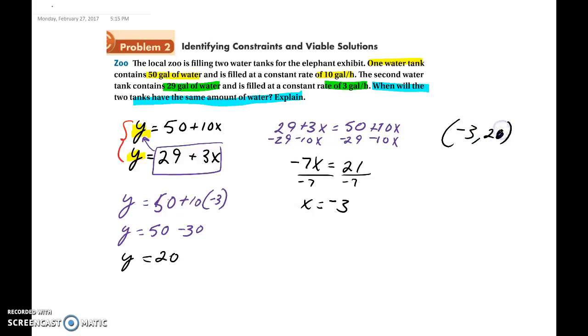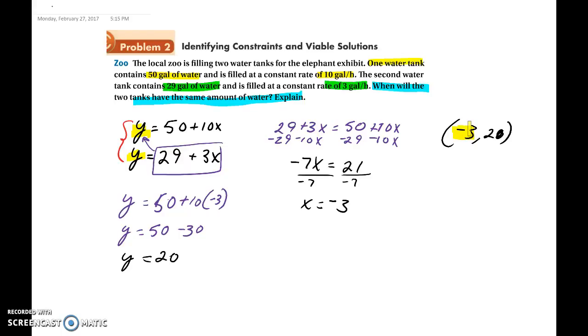But remember, we have to ask ourselves, does this make sense? x represented the amount of time, the amount of hours that we're filling in these tanks for the water to be equal. Well, this came out to be negative 3. So that means in negative 3 hours the tanks were equal, which is impossible. We can't travel back in time.